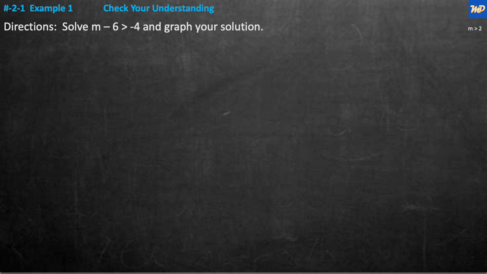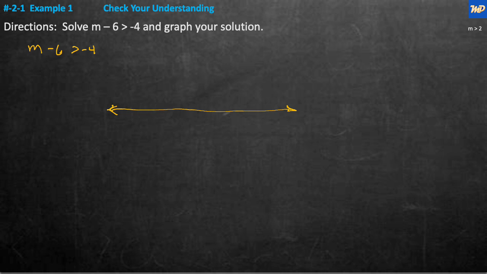Okay, I'm assuming you've done that and you've worked this out. So let's do it. First thing I'm going to do is draw a line. Put an arrow on each end. And we're going to write the equation. M minus 6 is greater than negative 4.